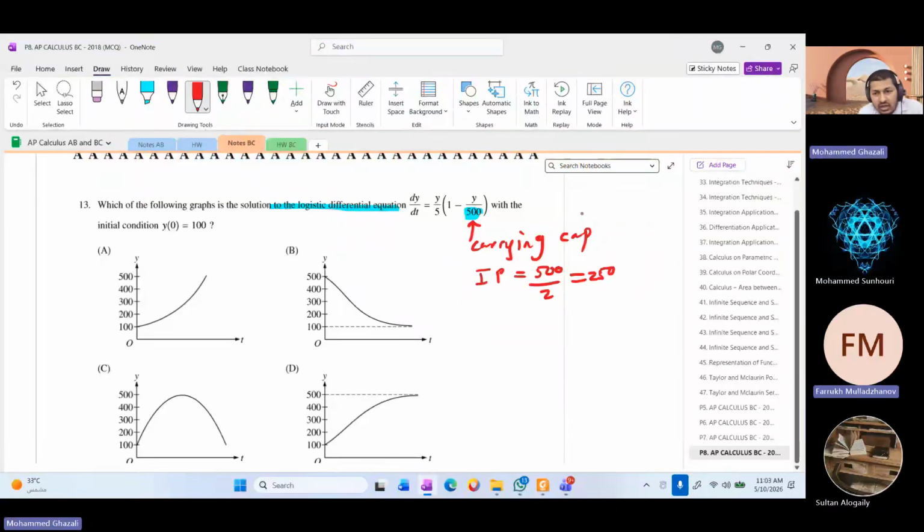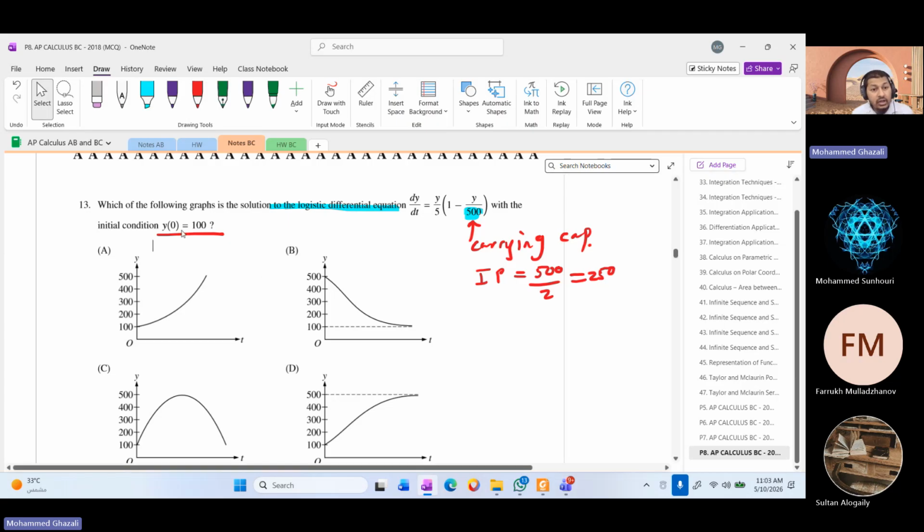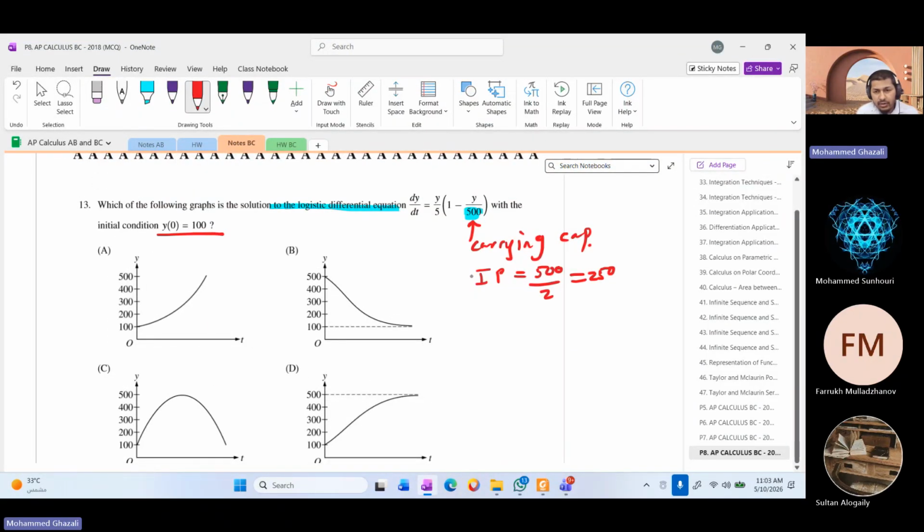Now remember, carrying capacity is where the graph can reach a maximum. It will start to decay, like go towards that line. Now this is dy/dt. Remember, y naught is 100. So this is a graph of y of x, the original function. So y naught is equal to 100, basically your starting initial point. This is the y-intercept, which is 100.